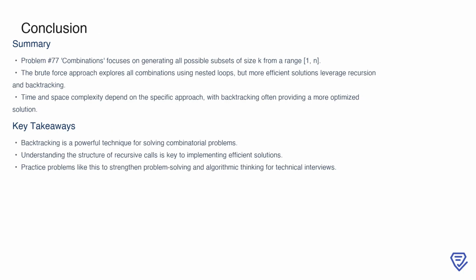Great job! We've tackled LeetCode problem number 77 and explored how to generate combinations of size k using backtracking. Remember that mastering backtracking is essential for solving many combinatorial problems efficiently.